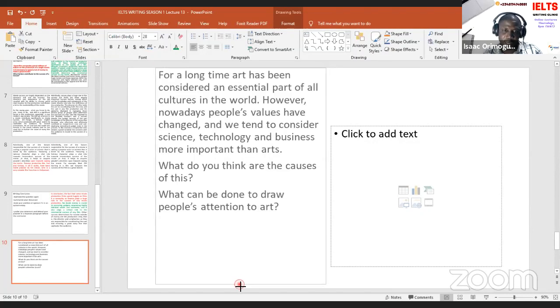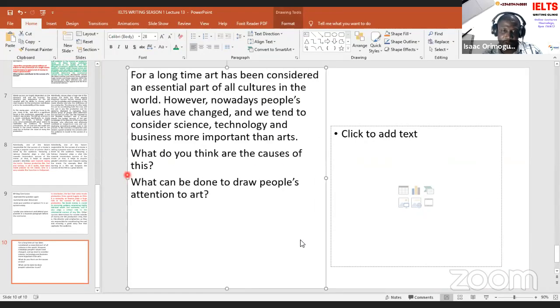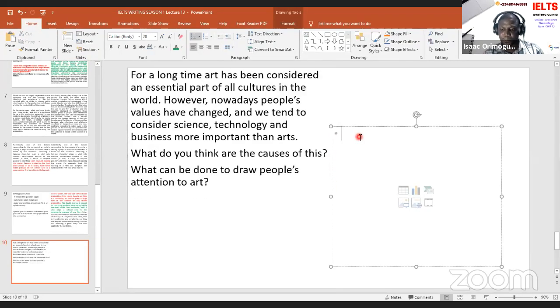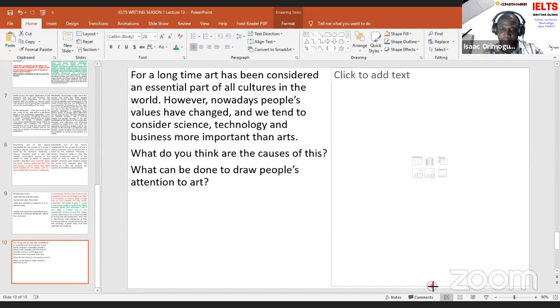Okay, for a long time, art has been considered an essential part of all culture in the world. However, nowadays, people's values have changed, and we tend to consider science and technology more important than art. What do you think are the causes of this? That is, why the change in trend and what can be done to draw people's attention to art.